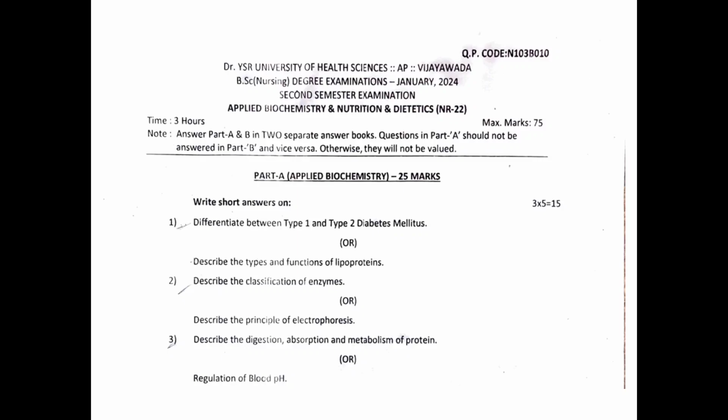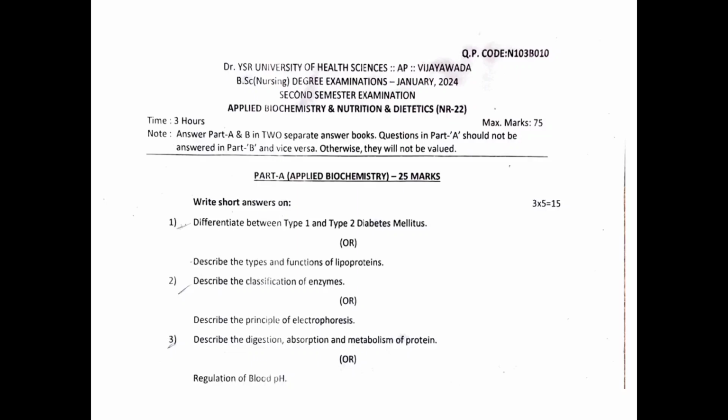Part A consists of applied biochemistry, which is for 25 marks, and part B consists of nutrition and dietetics, which is for 50 marks. First we will see part A, applied biochemistry for 25 marks. Here they will be giving 3 short answer questions, and each question carries 5 marks. 3 into 5, 15 marks.